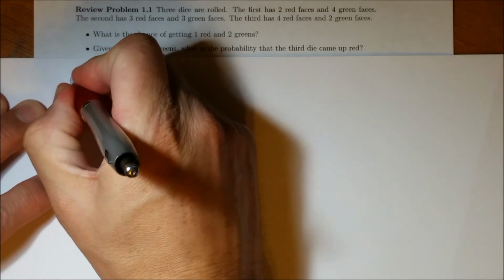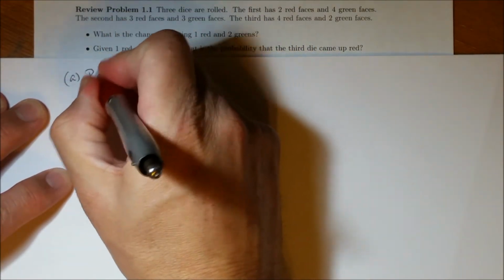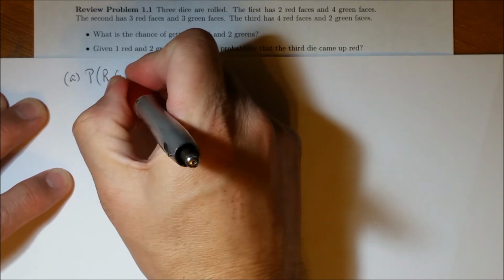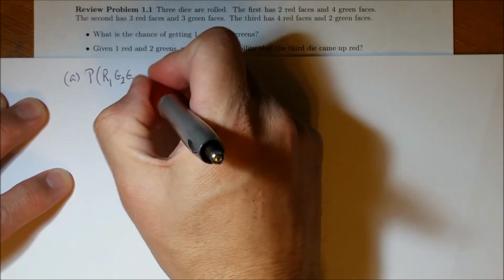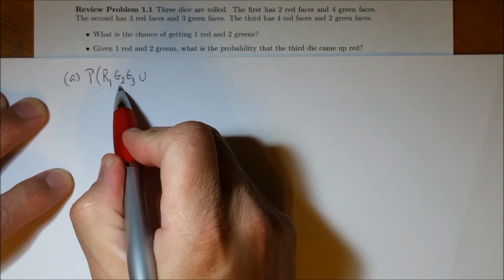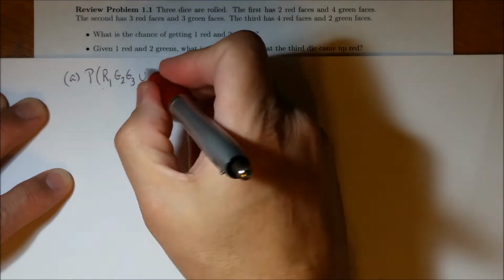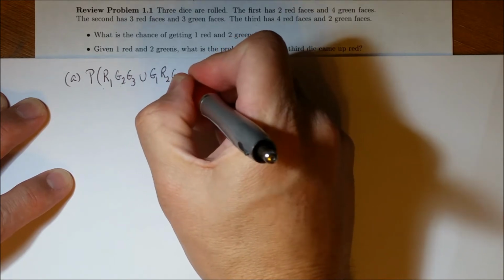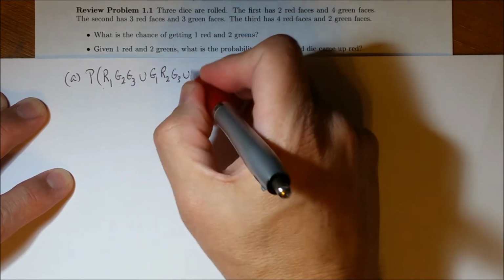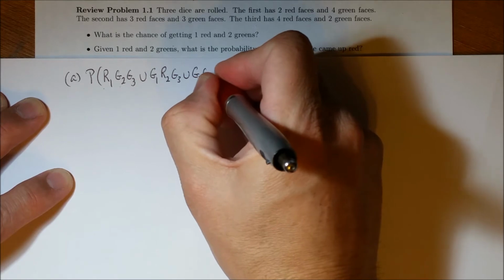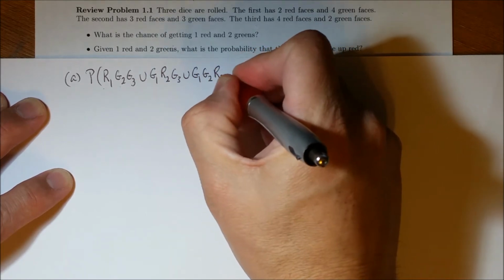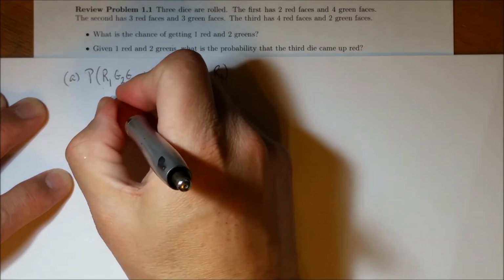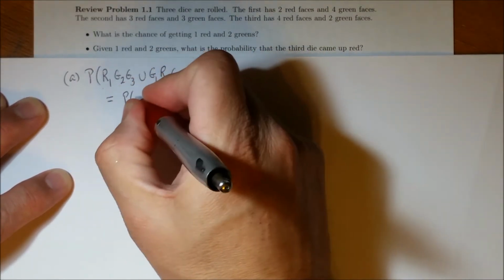For the first part of this problem, the probability of getting 1 red and 2 greens, there's no really elegant way to do this except by just simply listing out all the possibilities. You could have red on the first, green on the second, green on the third. Another possibility is green on the first, red on the second, green on the third. And the third possibility is green on the first, green on the second, and red on the third. Now these are mutually exclusive events, and so that means we can just simply add up these 3 things.